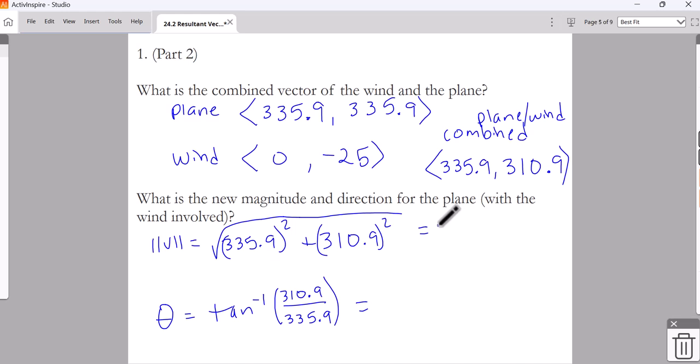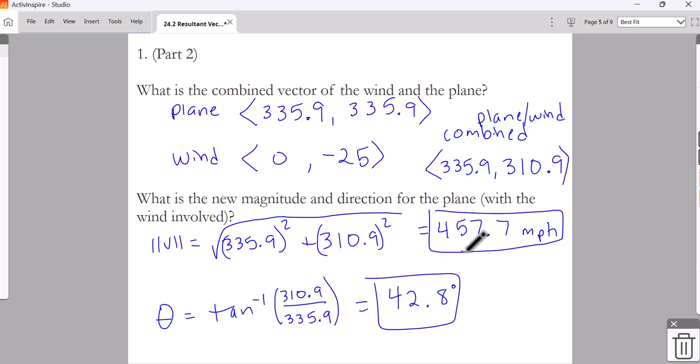So our new magnitude is 457.7 miles per hour, and then our angle measure is 42.8 degrees. Our new magnitude is actually slower than what we started. It started at 475, so the plane has slowed down because of the wind. And the course that it's set is a little closer to east rather than northeast, the way that the plane was set to travel. Hopefully that makes sense.